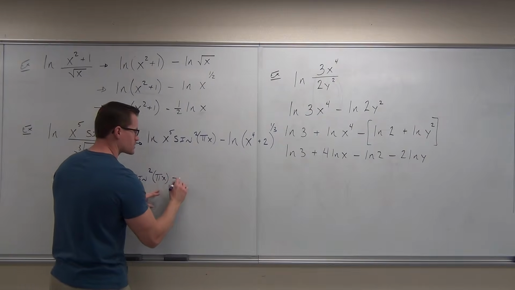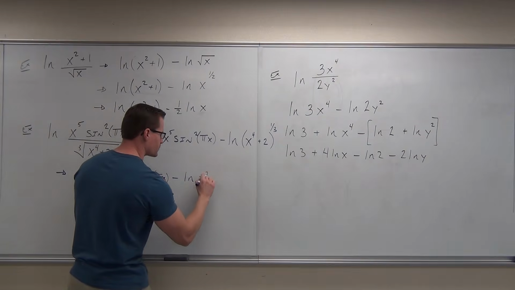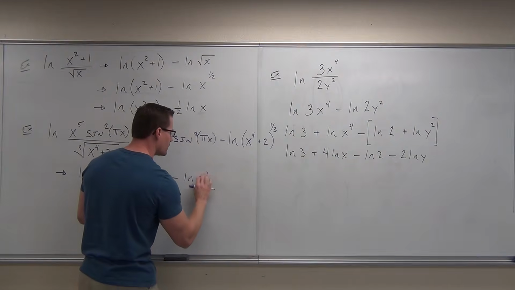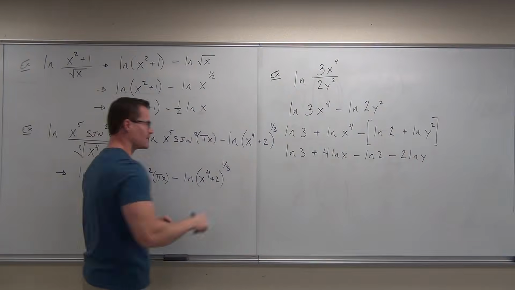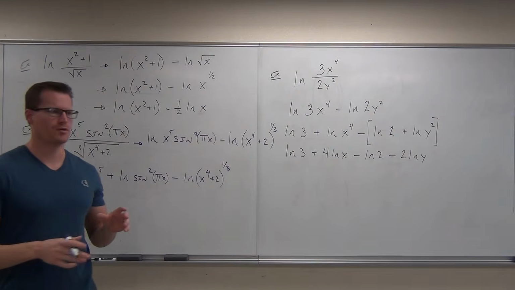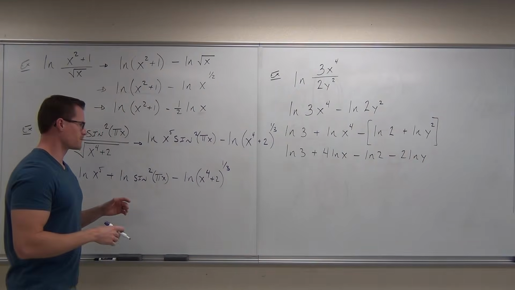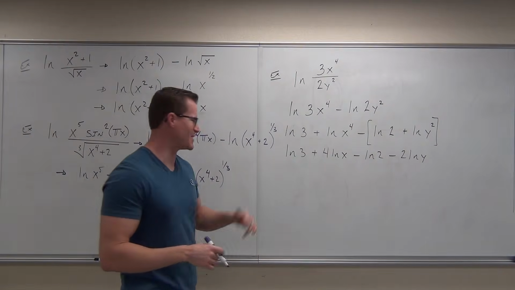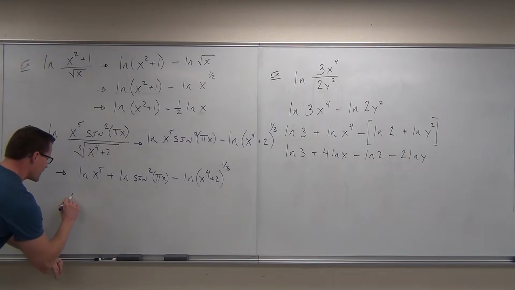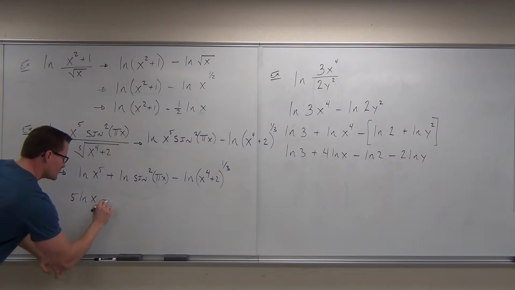And we'll do minus ln of (x to the fourth plus 2) to the 1/3. And lastly, anywhere you have an exponent of an argument, are we okay? Anytime we have an exponent of an argument, we're going to move it up front. So we have 5 ln x.